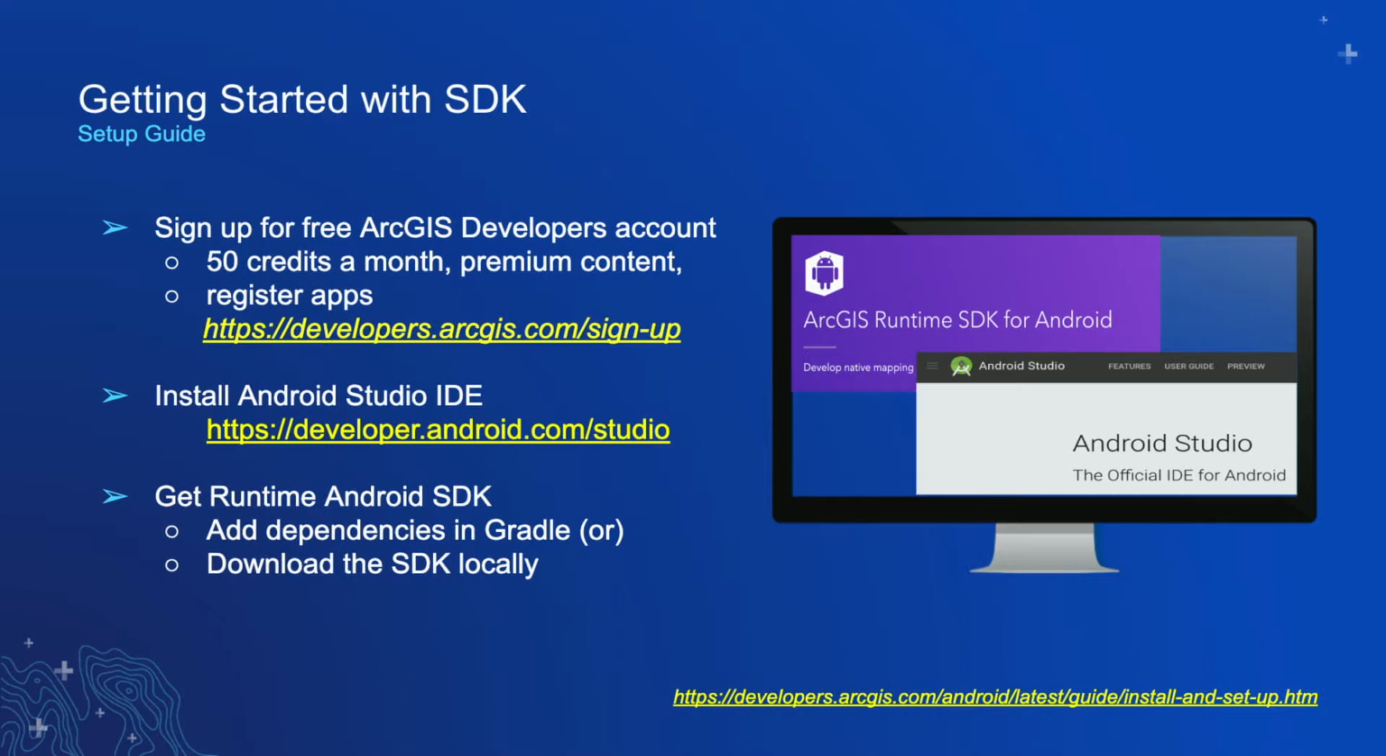Then the third step would be to download and install the Runtime SDK. The way we provide the SDK comes in two flavors. One is via Gradle, which will come as part of your application building process. And the other way is you can go to the website developers.arcgis.com, log into your account, and manually download the zip file of the SDK.